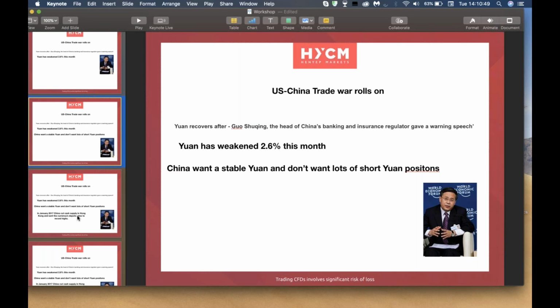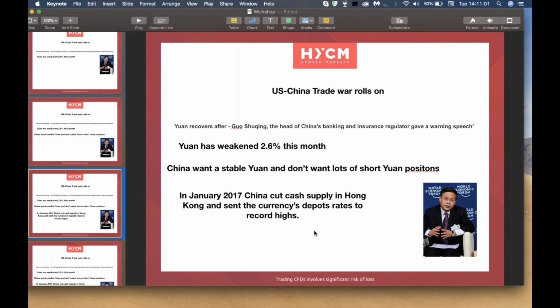And of course, because if the currency is moving huge volumes, then you're going to have capital outflows from the country. So what the Chinese really want is this stable exchange rate. And remember, they can defend this exchange rate. They have done it before.